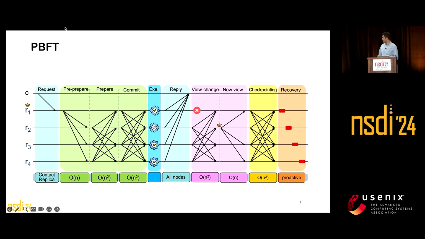So for example, for PBFT, we have seen this part, which is the ordering phase, but you can see the view change. When the leader becomes faulty, a new leader comes in, and it starts a new view. And we have recovery. We have proactive recovery, where we recover nodes periodically.